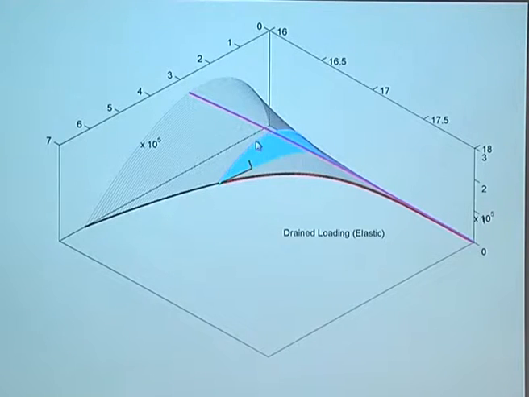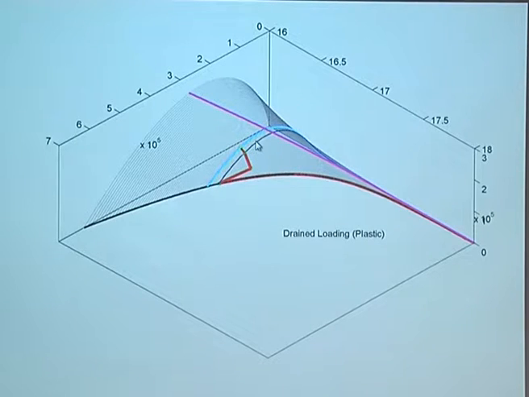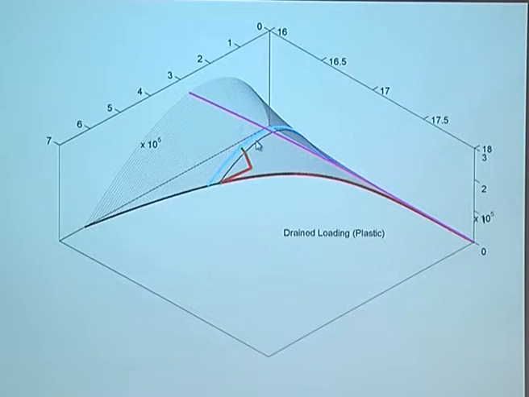Okay, now this is not a vertical straight line. This is following the 3-to-1 plane. Now you can see that at the start there is a straight line portion, this portion over here. This is because the soil is over-consolidated, and over-consolidated soil will, according to Cam Clay, always have an elastic zone. And so this is the elastic zone up to here.